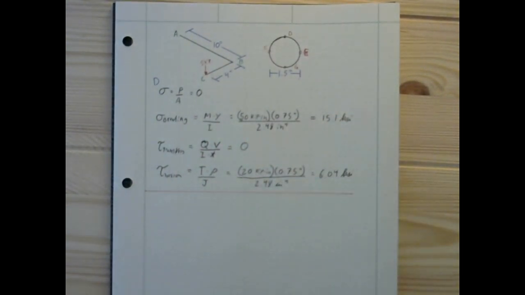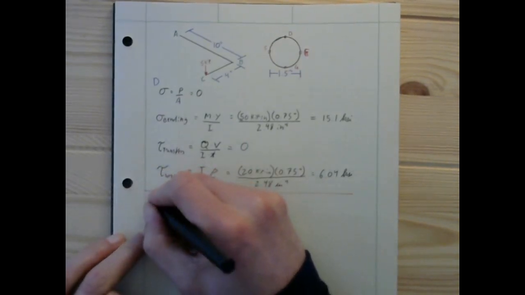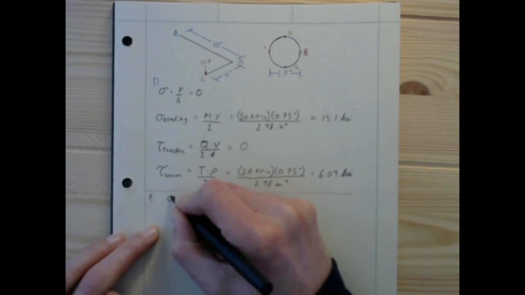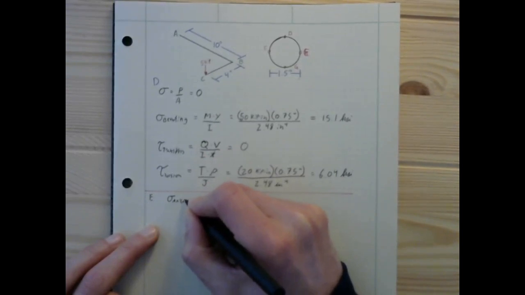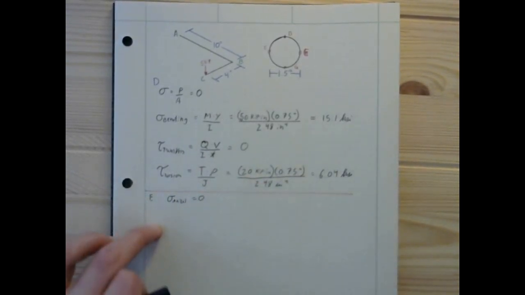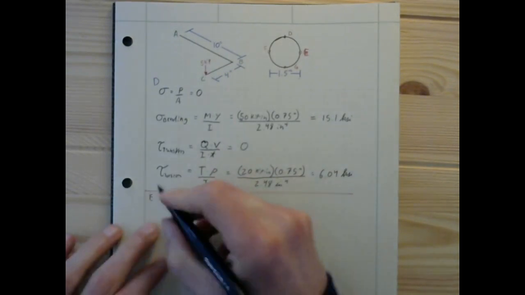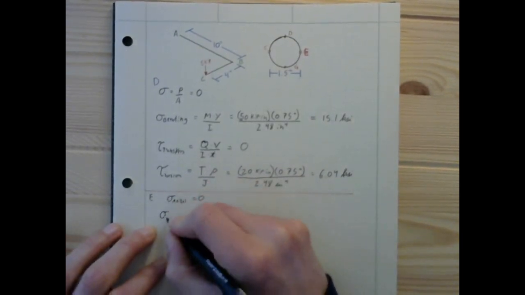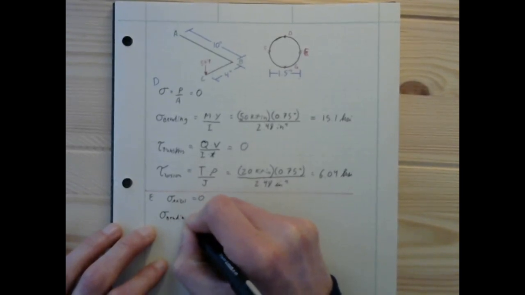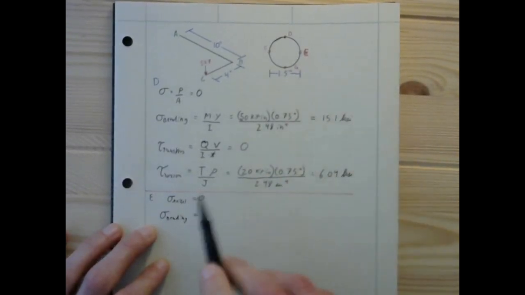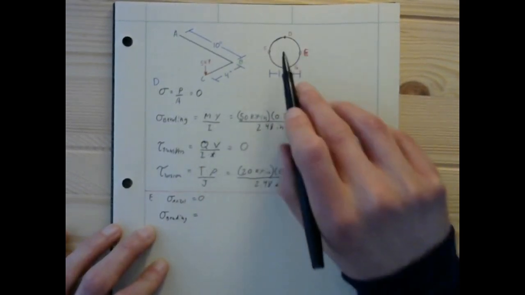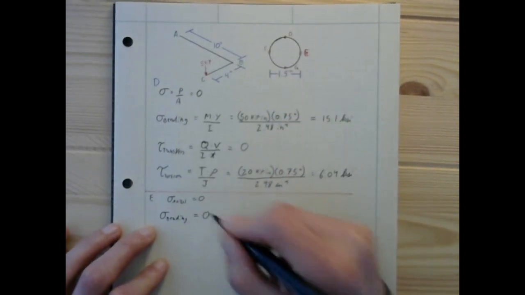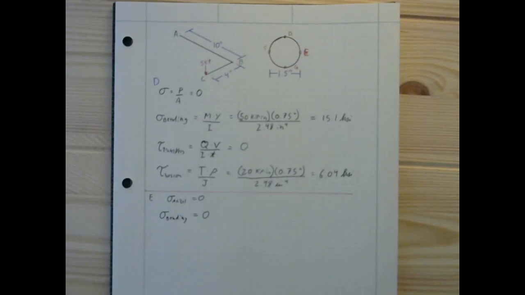And at point D, or at point E, we can gratifyingly say that the axial stress is still 0. The bending stress is going to be different, though. We're going to have the same moment, we're going to have the same second moment of inertia, but instead of having 0.75 for our distance, we've got 0. So very cool. At point E, in this case, we don't have any axial loads.